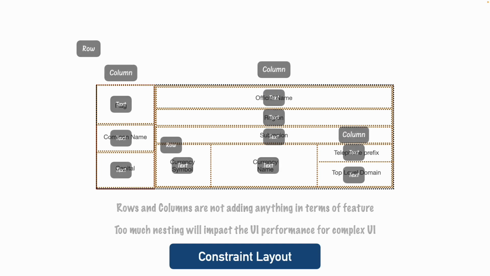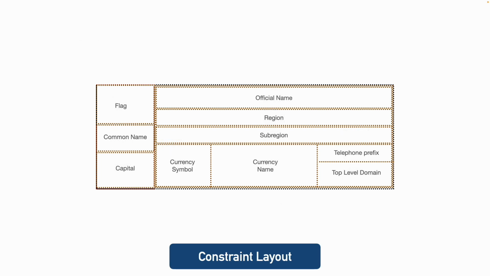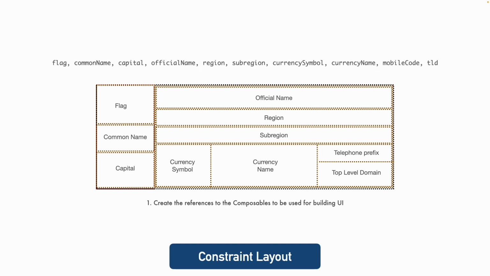So let's understand how constraint layout basically works. Well, the first thing is you create the references to the composables to be used for building the UI. What do I mean by references? Think of them as IDs to the UI elements that you want to use in your layout. For example, each of these things can be referred to using a certain name. So in a way, they serve like IDs to the UI elements that you will be laying out in your layout.